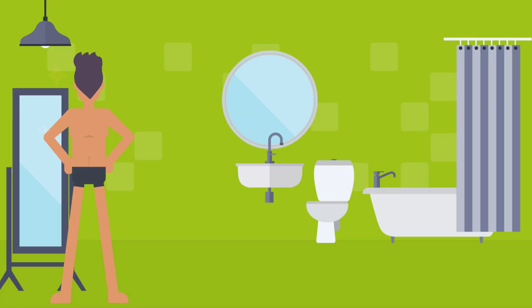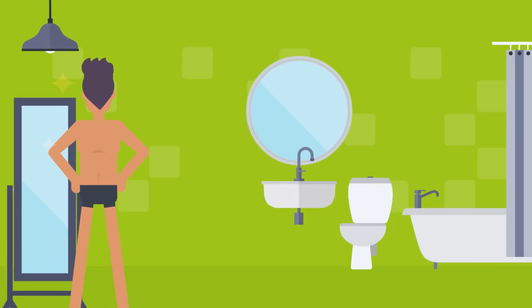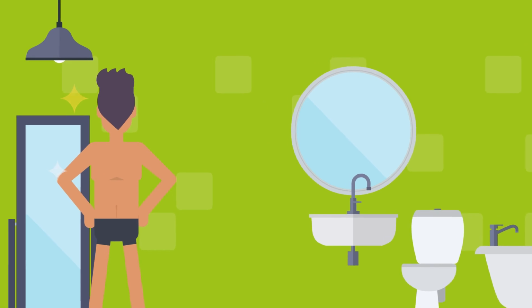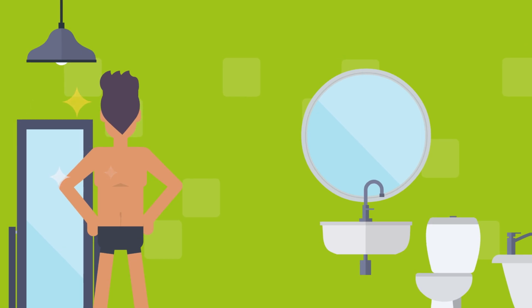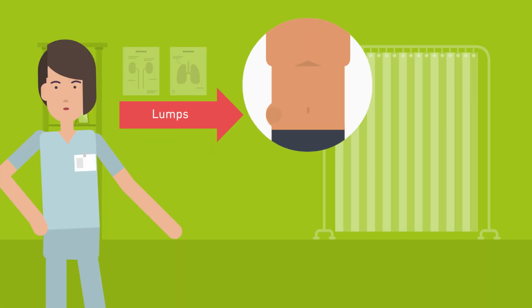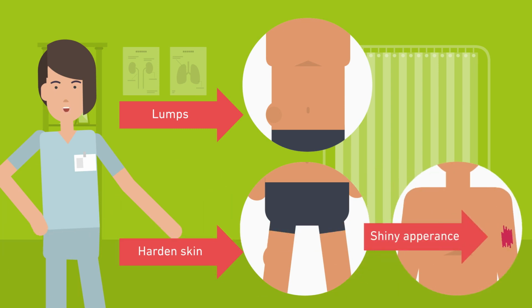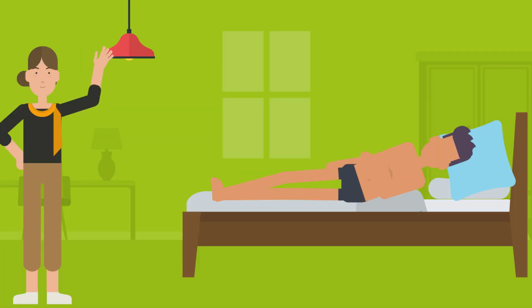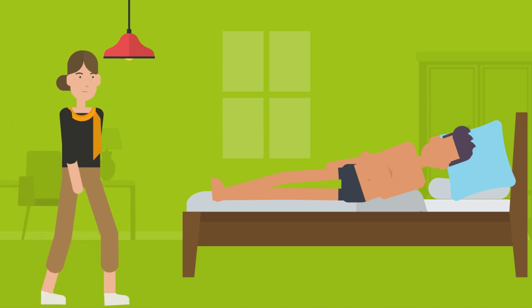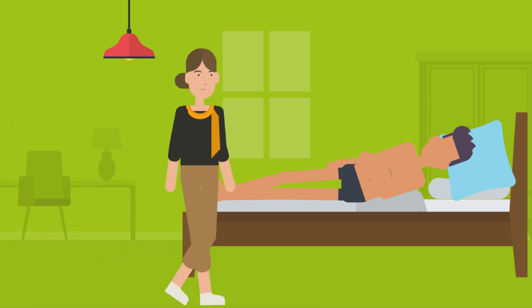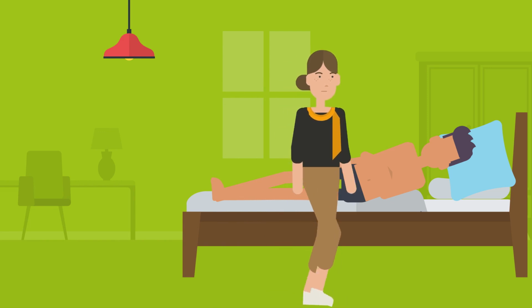To check your own injection sites, stand in a well-lit area and look for any signs of change to the skin, for example, lumps, hardened skin, or if the skin has a shiny appearance. Someone else may be able to support you with this if your vision is poor or if you're unable to examine the injection sites yourself.